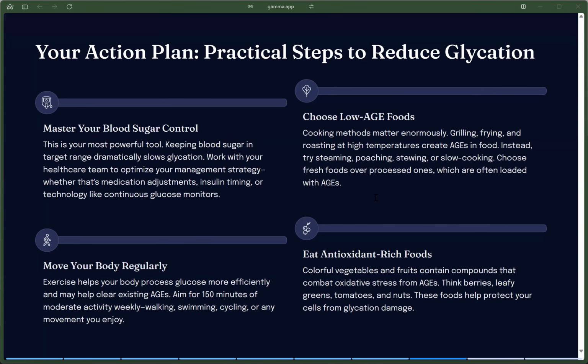Now we'll discuss the action steps, how you can manage this beautifully. First important thing: all the glycation which has already happened in your body, don't be sad. There is no point in discussing the problems now. So now we have to discuss the action.